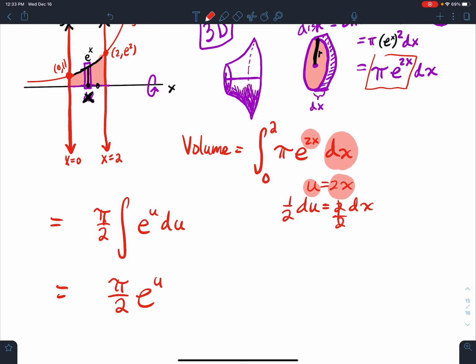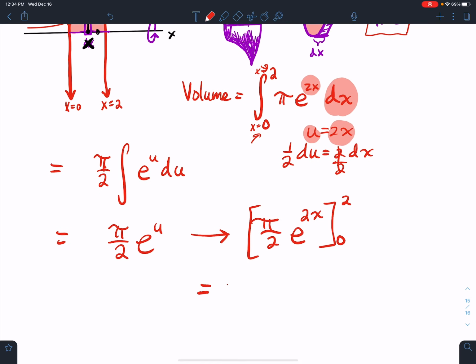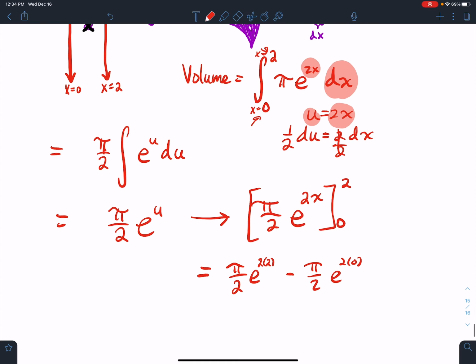And so I originally had it in terms of x. So I'm going to convert this back to be in terms of x. Pi over 2, e to the, and u was 2x. And then my bounds are from x equals 0 to x equal to 2, right? So from 0 to 2. And so I use the fundamental theorem of calculus. Pi over 2, e to the 2 times 2, minus pi over 2, e to the 2 times 0. So this is pi over 2, e to the 4th, minus pi over 2, e to the 0.